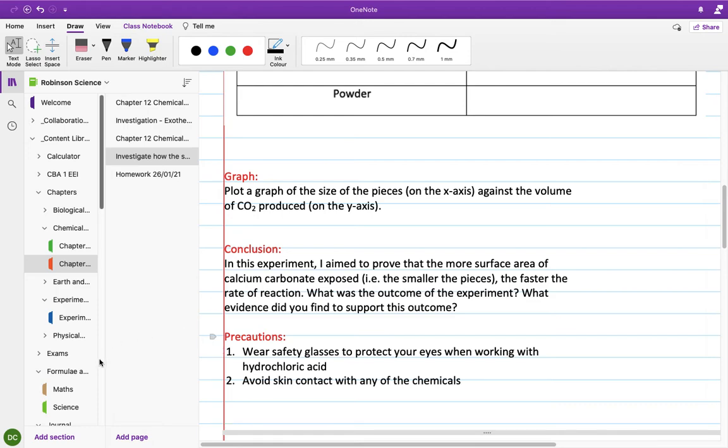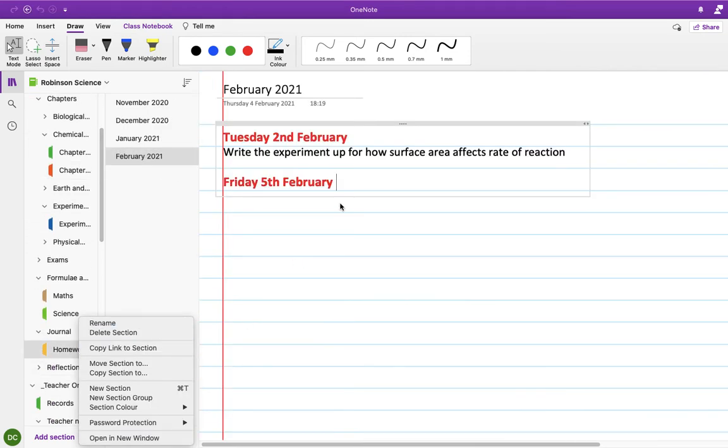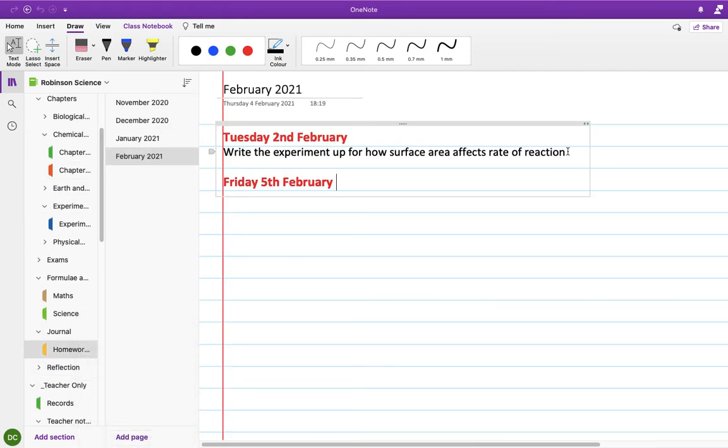I'm actually going to, just before I sign off, put it in here. So homework for Friday is write up experiment for how temperature affects rate of reaction. Okay, and we'll have all these ready in our copy, ready to go. And we're just going to have 2 solid weeks of experiments when we go back, which will be nice.